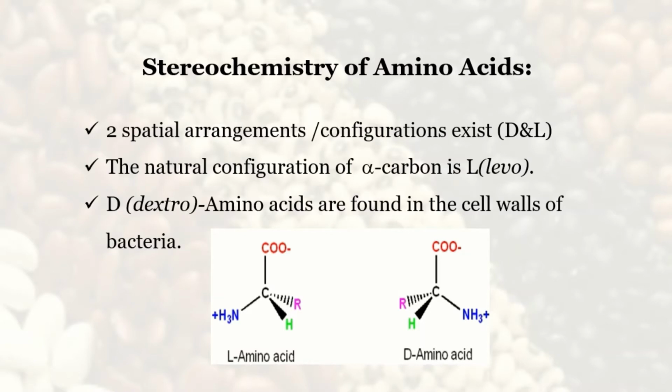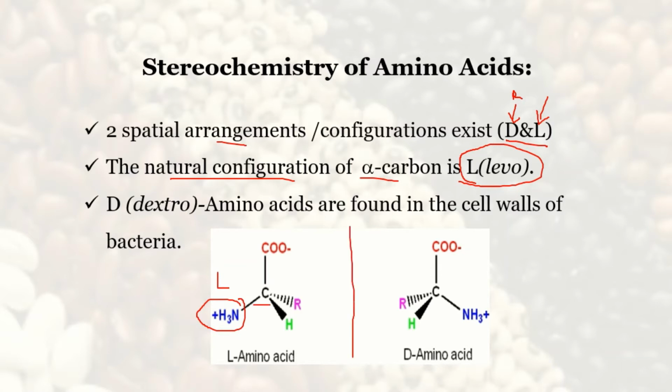Stereochemistry of amino acids refers to the spatial arrangement or configuration. Usually we have 2 configurations: dextro, which means right, on the right side, and levo, which means on the left side. So the natural configuration of the alpha carbon is usually the L, such that the amino group is on the left side of the alpha carbon. But the D configuration would be a mirror image of that, which means that the amino group is on the right side, but this is not the one that exists in nature.